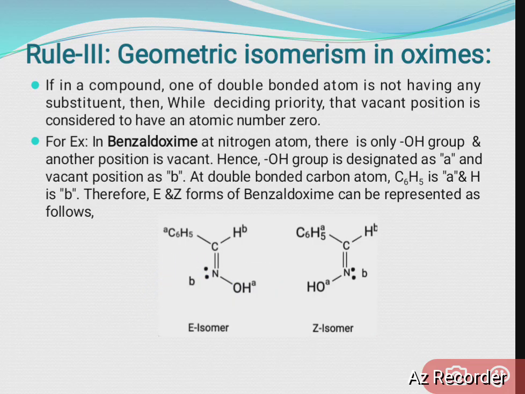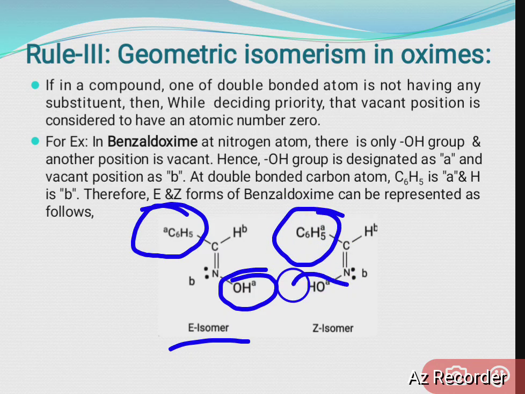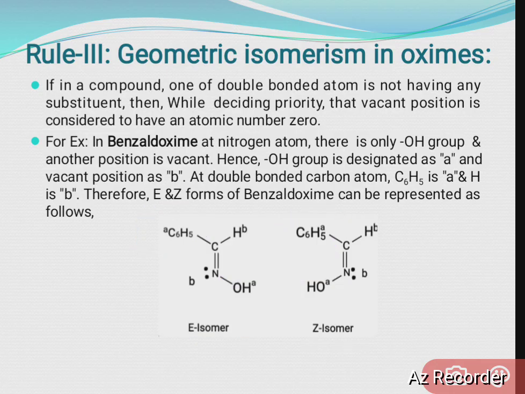Okay, see here, this is the highest priority one, here this is the highest priority one. The two highest priority groups on the opposite side means this is the E isomer. Coming to this, here this is the highest priority and this is the highest priority. Two highest priority groups on the same side means this is considered as a Z isomer. Okay, this is regarding the third rule.